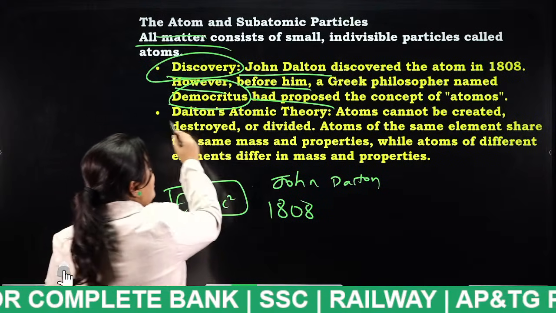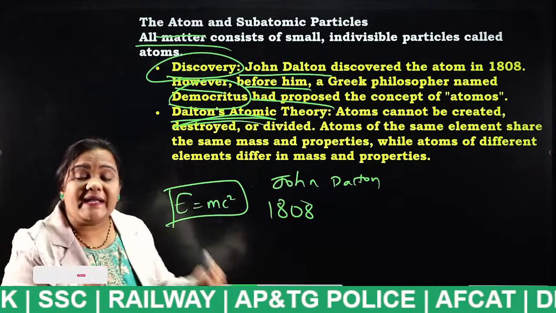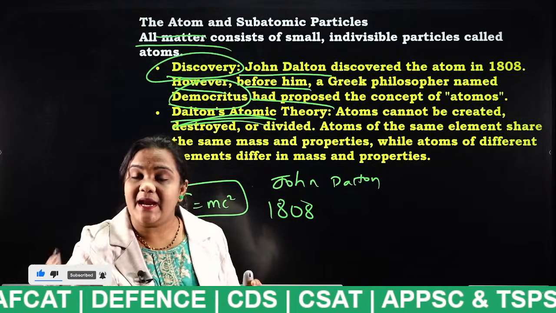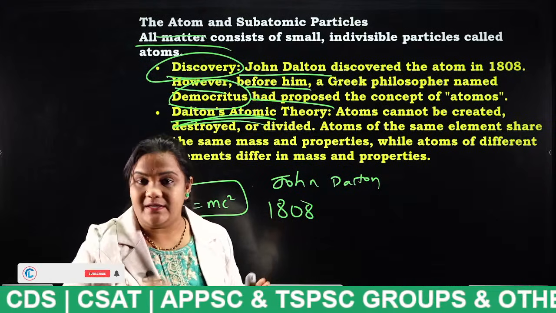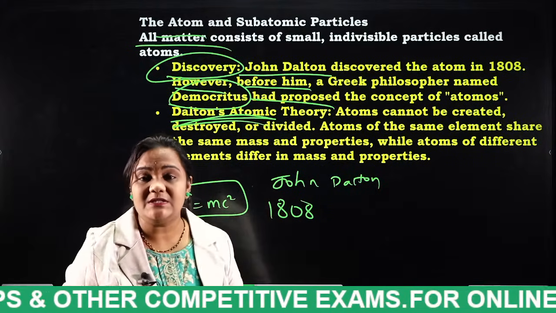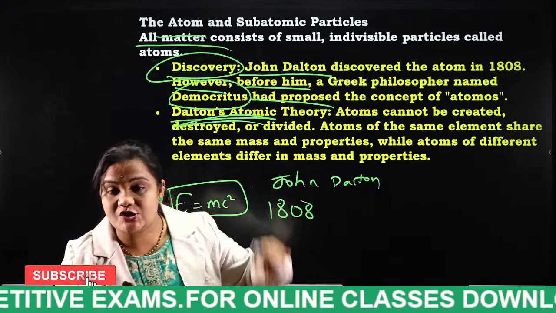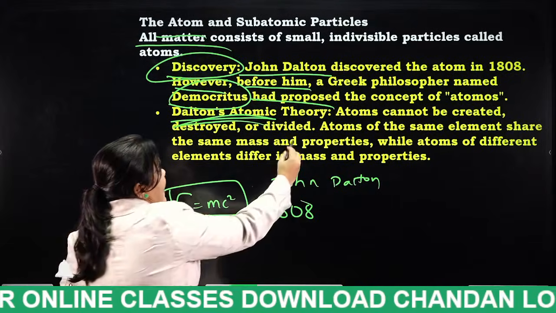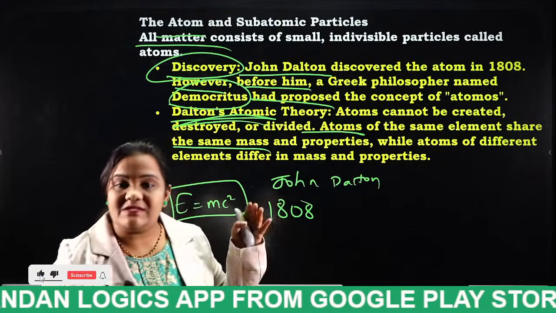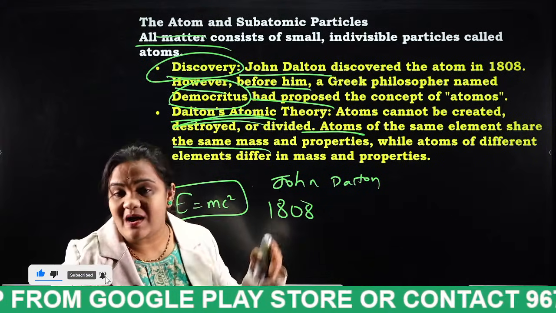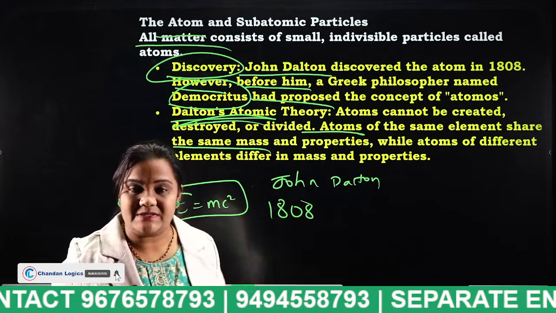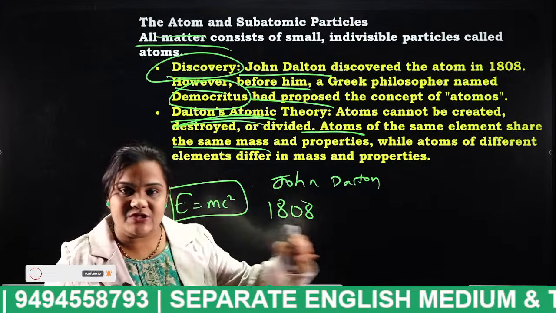Now we all know Dalton's atomic theory. Atom cannot be created nor destroyed, and it cannot be divided. Can we divide the atom, students? No, we cannot divide the atom. That means we cannot create or destroy it. Next, atoms of the same element share the same mass and properties, but atoms of different elements have different mass and different properties. We have already learnt this in chemistry.